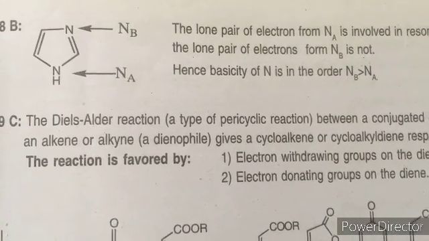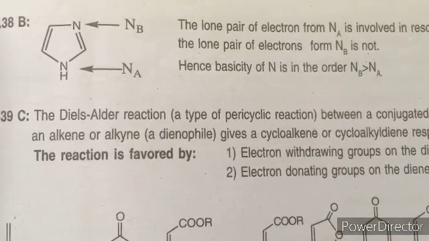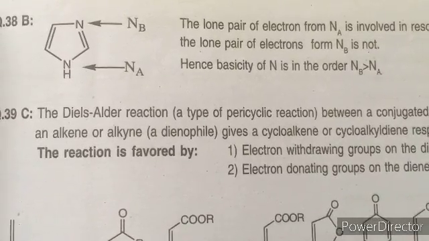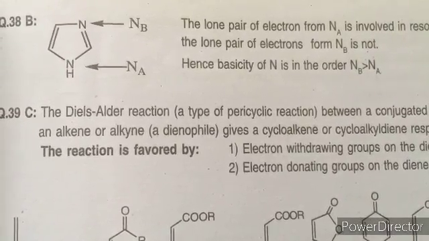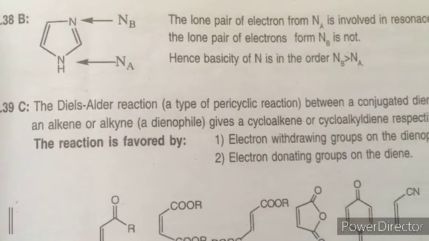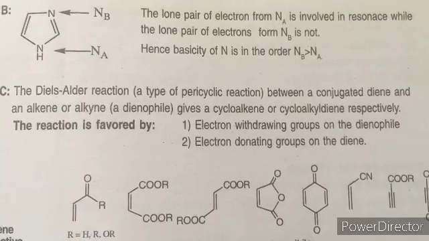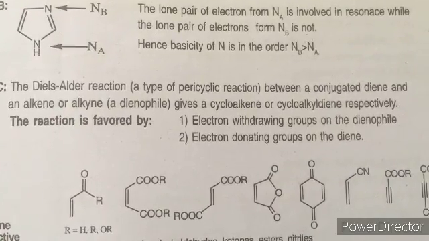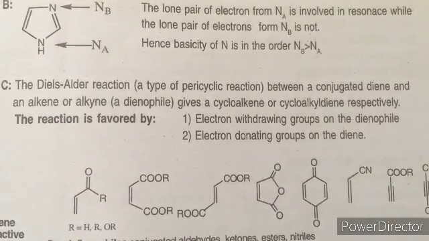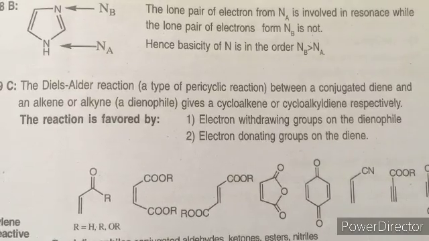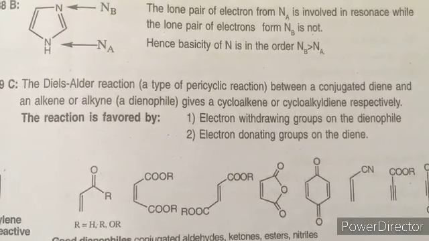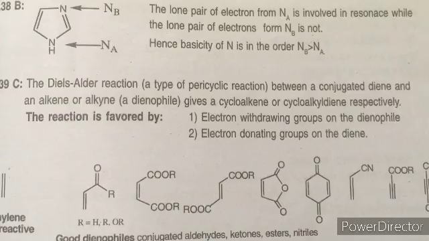The question is, which basicity of which nitrogen is more, Na or Nb? Now as you can see, the lone pair of electron from Na is involved in resonance, while lone pair of electron from Nb is not. So the basicity of nitrogen will be Nb greater than Na.